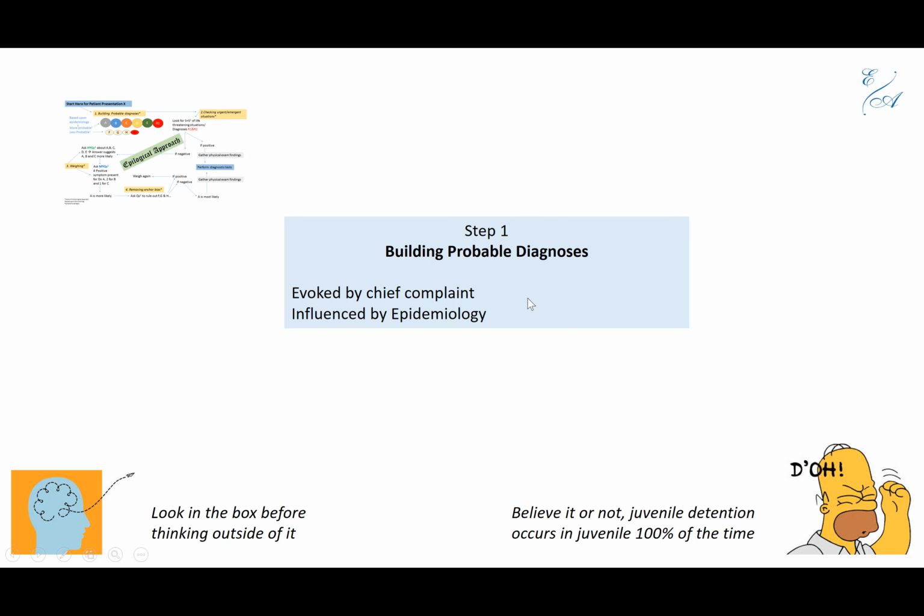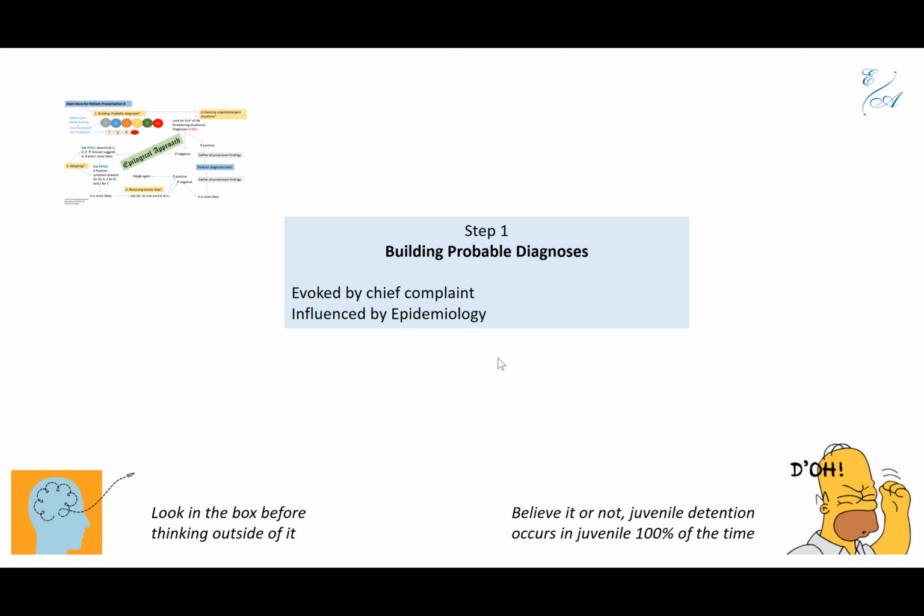So what is step number 1? Step number 1 is building probable diagnosis or differential diagnosis. So these are basically by the chief complaint or the patient problem. It can be a symptom that the patient is complaining about. It can be a sign. For example, in this case, it's elevated blood pressure, which is a physical exam finding. It can also be a lab finding. So it can be anything that is presented to you.